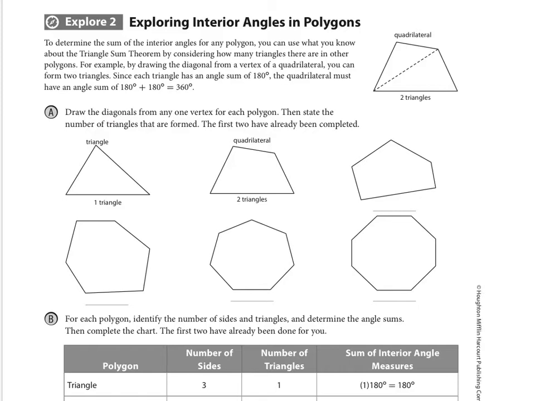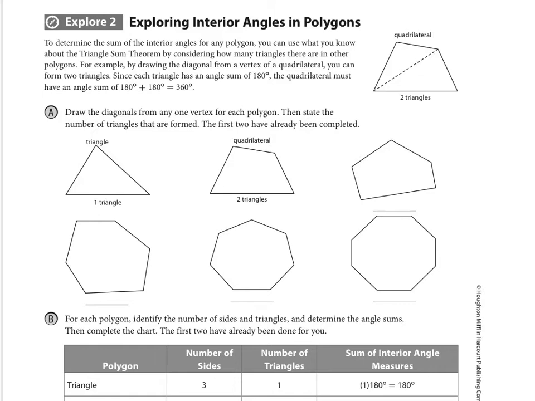So let's just see what we can do here. If we're looking at part A, it says draw the diagonals from any one vertex for each polygon. So we're going to pick a vertex and see if we can draw a diagonal. Now remember what a diagonal does. It connects any two non-consecutive vertices in a polygon. In other words, it connects two points, two corners of a polygon that are not directly next to each other, because connecting them next to each other would simply be redrawing a side, okay?